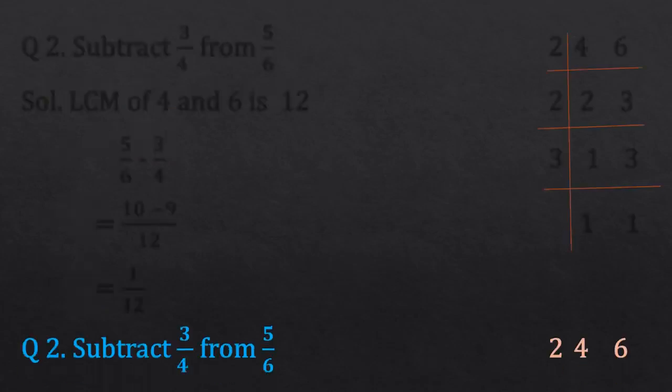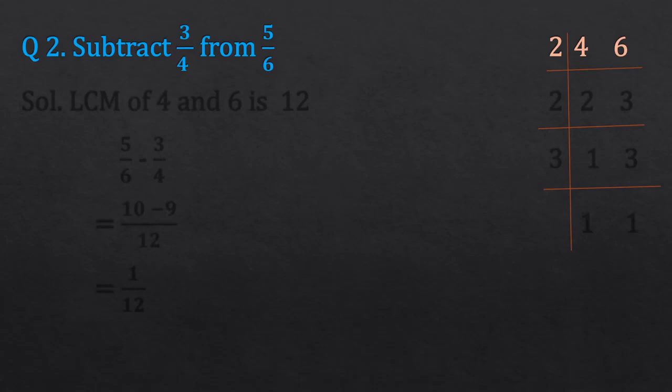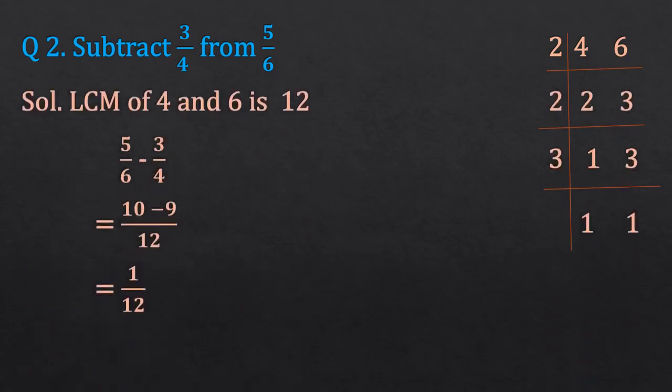See the next question of subtraction. Subtract 3 upon 4 from 5 upon 6. Again, the number written after 'from' we have to write down first. So it is 5 upon 6 minus 3 upon 4.